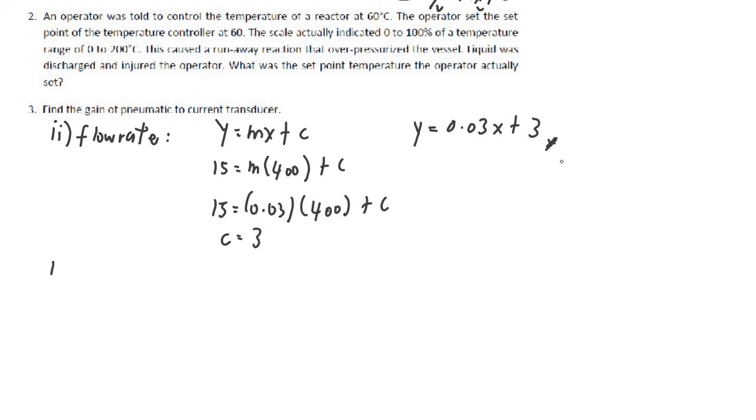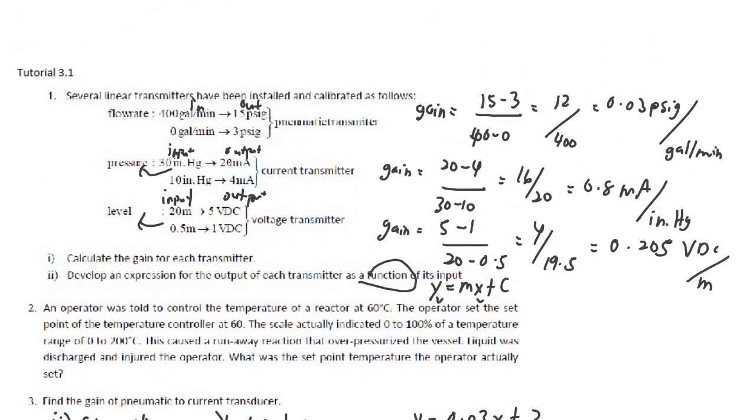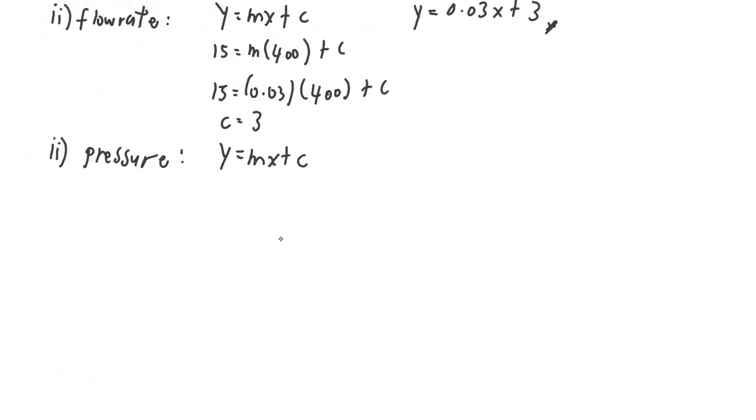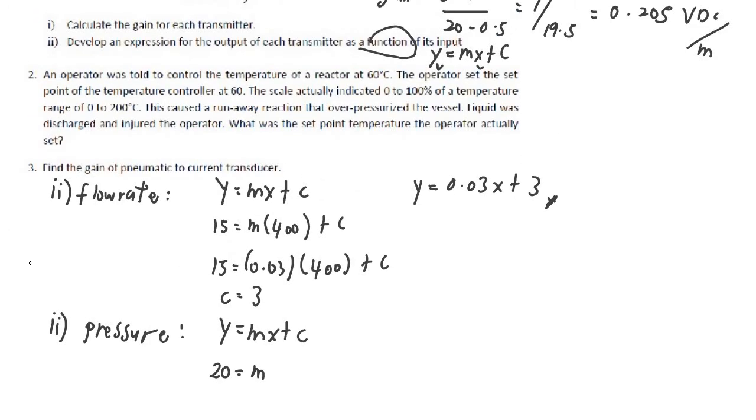Okay, we have the second type. The second type is pressure. Same as before, we use y equals mx plus c. For the output first, the y, which is 20 milliampere, we insert the value into y. The value of m is the gain, but we leave it first.